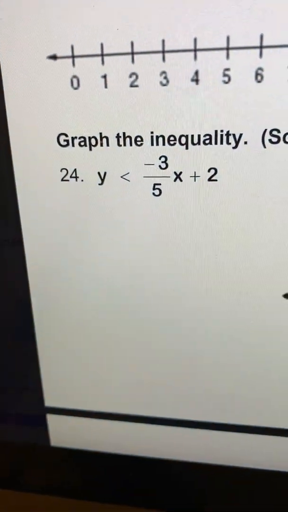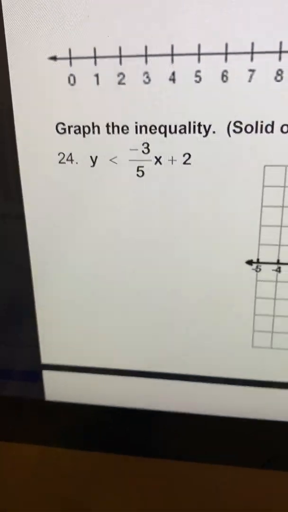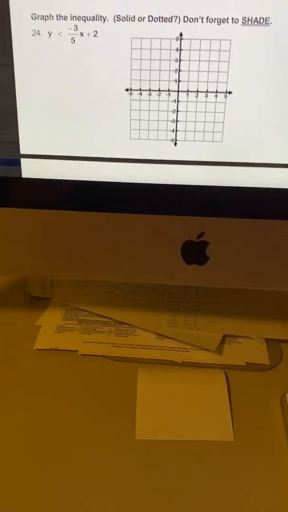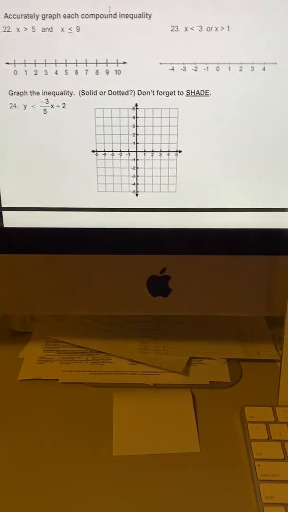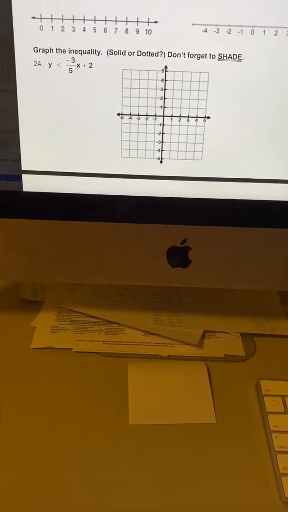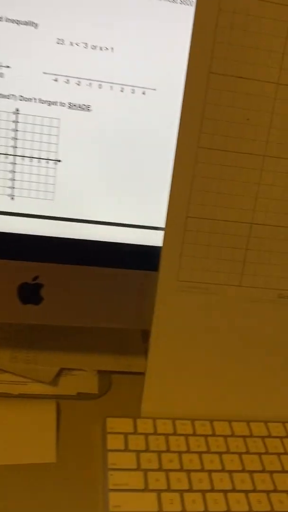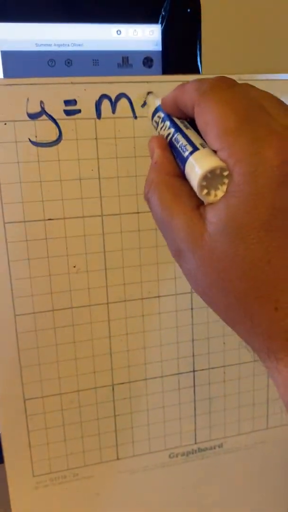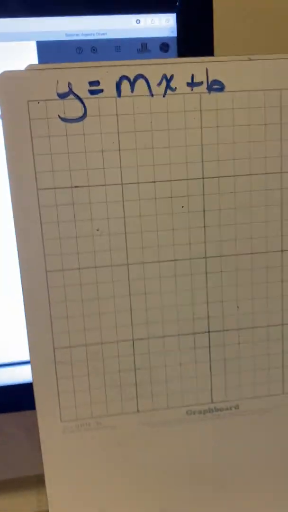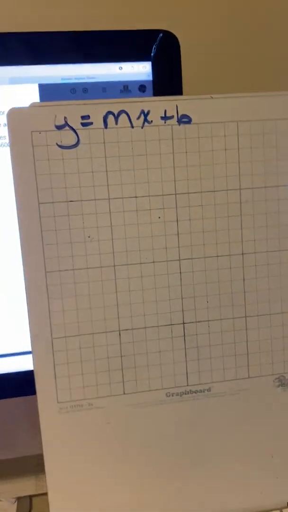Last but not least, number 24 on page 3. Y is equal to -3/5 x plus 2. It's an inequality, so it's going to be a solid or dotted line, and you've got to graph this. Some of you don't know the slope-intercept formula. The slope-intercept formula is y equals mx plus b. Either you don't know it or you don't remember it.